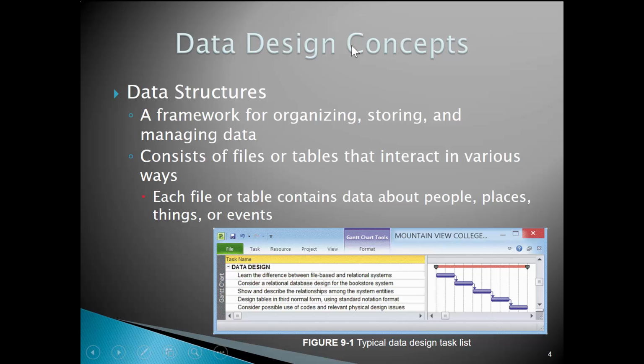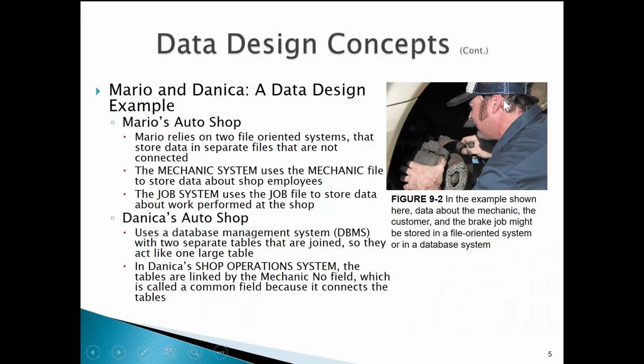So each file contains data about people, places, things, events, you name it. We've talked about the difference between an enterprise resource system, a single system that does everything a business needs, versus a business that runs off of multiple systems. So the example given here, Mario and Danica.